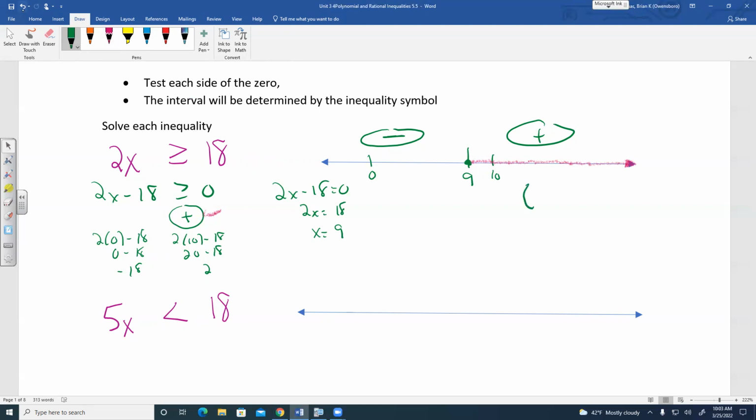since the 9 is included, I need to use a bracket. Since we're going to use interval notation, I think a lot in this section, they kind of go back and forth. So we're going to use a bracket and then 9, and then we go to infinity. Infinity is always an open bound.